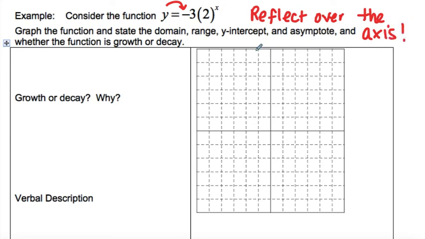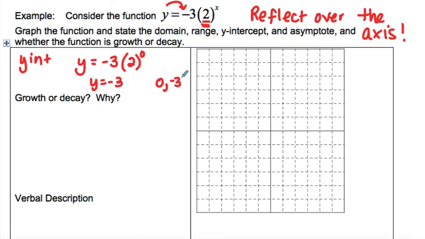All right, so the first thing that I want to do is find whether it's growth or decay, okay? Now, just because it's reflecting doesn't mean it's growth. It doesn't change that, okay? So this is growth. It's just going to look a little funny, okay? And we want to find the y-intercept. So to find the y-intercept, we're going to set x equal to 0 and solve for y. 2 to the 0 is 1. 1 times -3 gives me a y-intercept of -3, so it would be (0, -3).